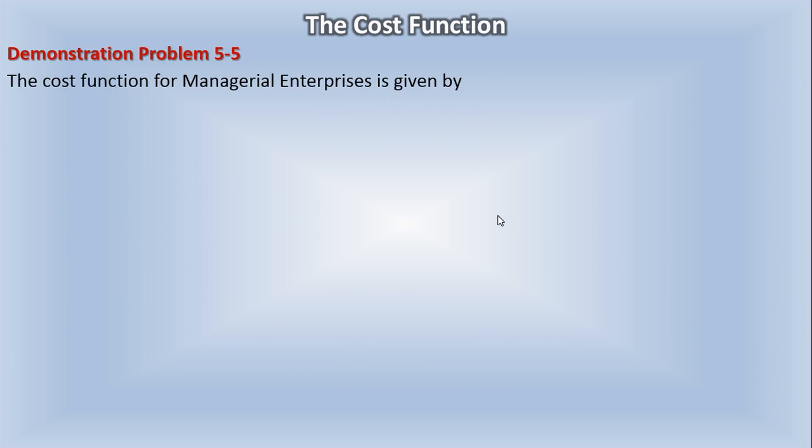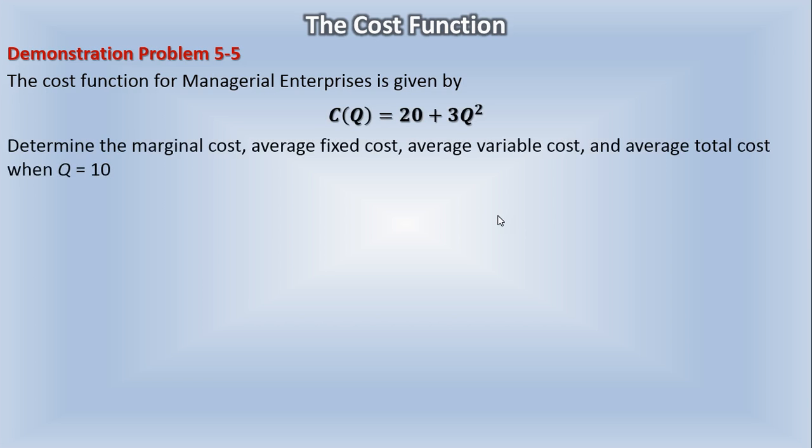Demonstration problem. The cost function for managerial enterprises is given by this expression here. What's the fixed cost? What's the variable cost? Very good. Determine the marginal cost, average fixed cost, average variable cost, and average total cost when Q equals 10. What is our marginal cost function here? 6Q, right? The derivative of a constant is equal to 0. The derivative of this term, 2 times 3 is 6. Subtract 1 from there, so that's 6Q. Marginal cost is equal to 6Q.